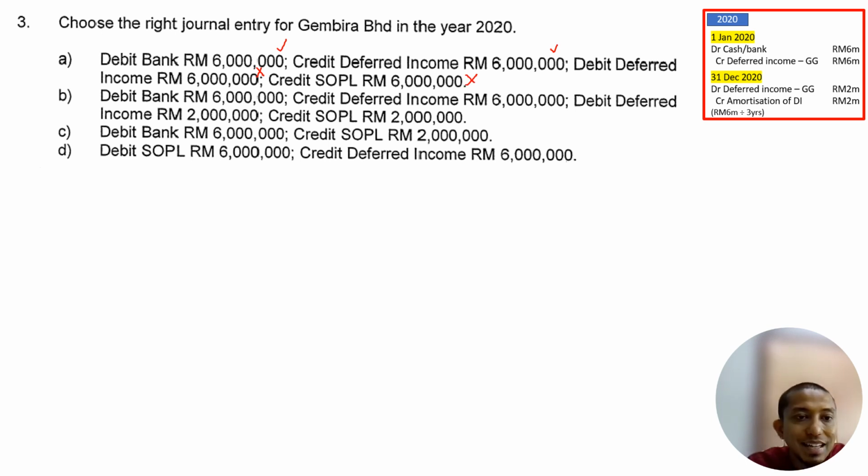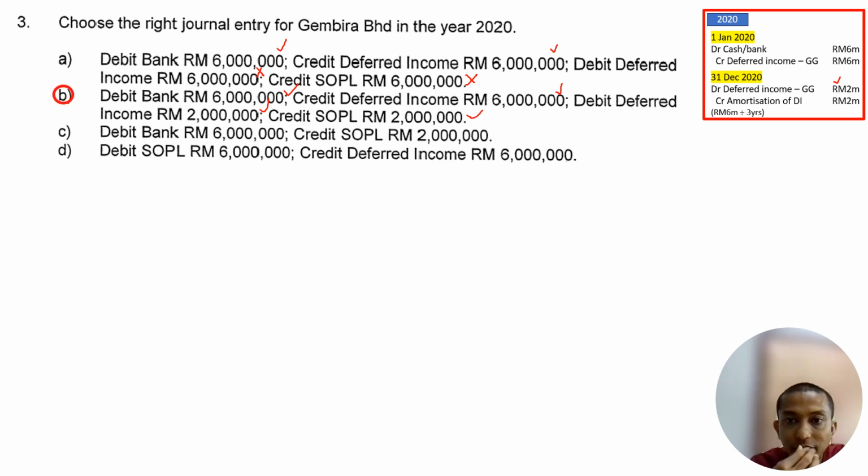Debit bank 6 million, correct. Credit deferred income 6 million, correct. Debit deferred income 2 million, correct, right? Credit statement of profit or loss. Again, amortization of deferred income goes to the statement of profit or loss, 2 million. Correct also. So the answer is actually B.